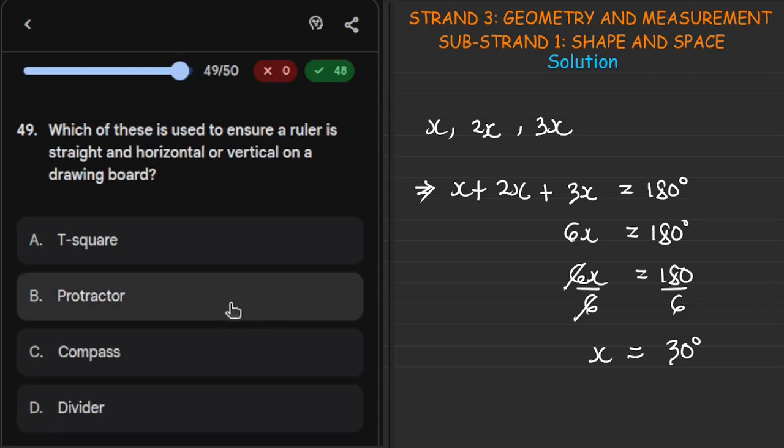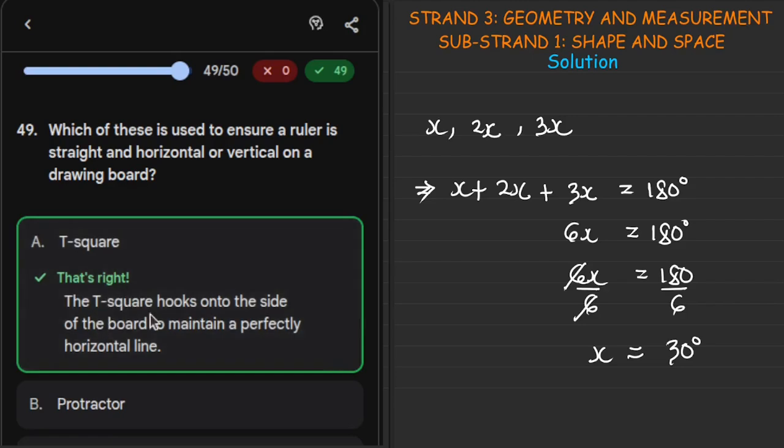Question number 49 says, which of these is used to ensure a ruler is straight and horizontal or vertical on a drawing board? You know what a divider is, those two pins. You know what the compass is. The protractor, on the other hand, is used to measure an angle. And then we have the T-square. So it's the T-square that hooks onto the side of the board to maintain a perfectly horizontal line.